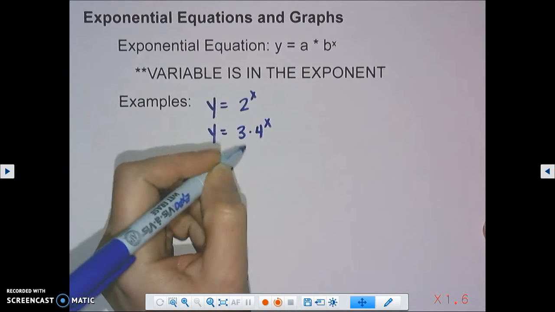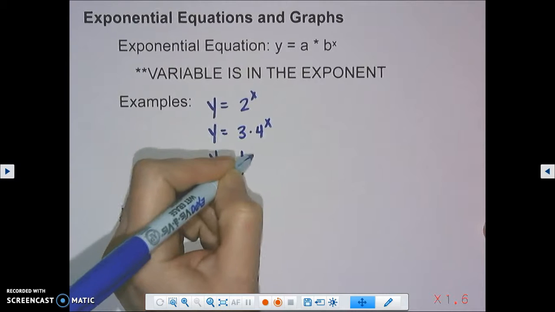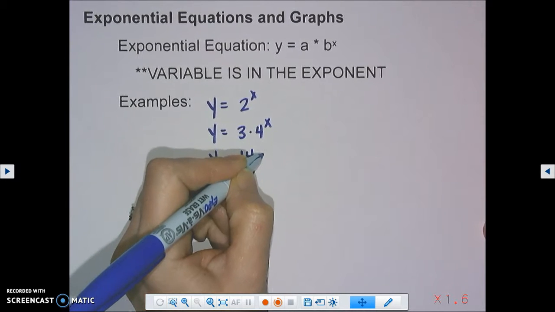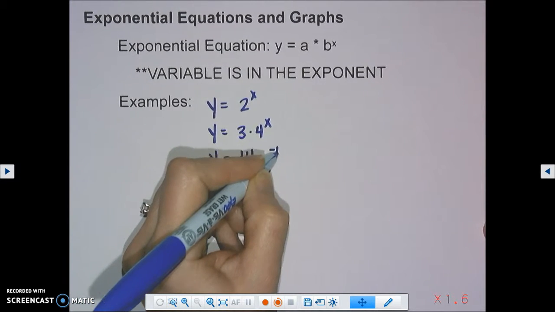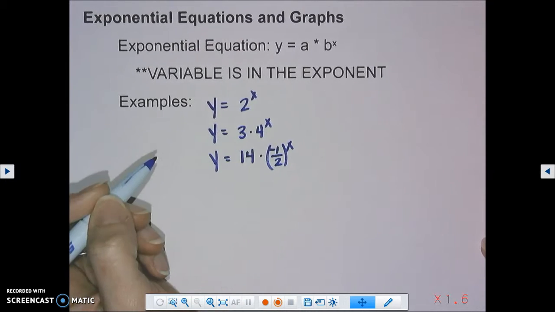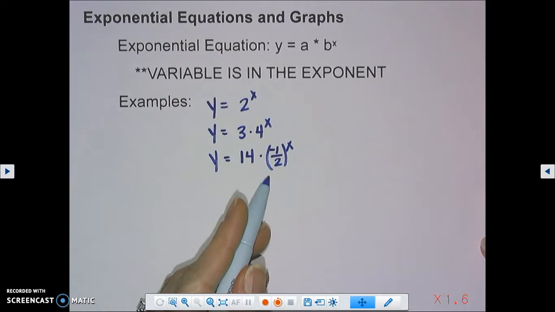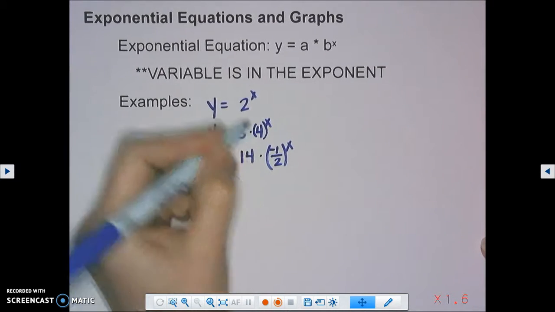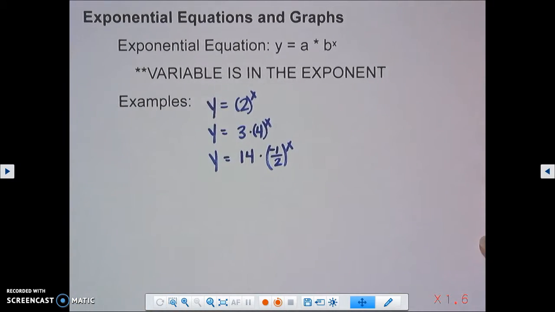We could have y equals 14 times negative 1/2 to the x power. You notice I put parentheses there, so you could technically put parentheses around any of these. That b value could have parentheses around it. But those are all exponentials. They have a variable in the exponent.